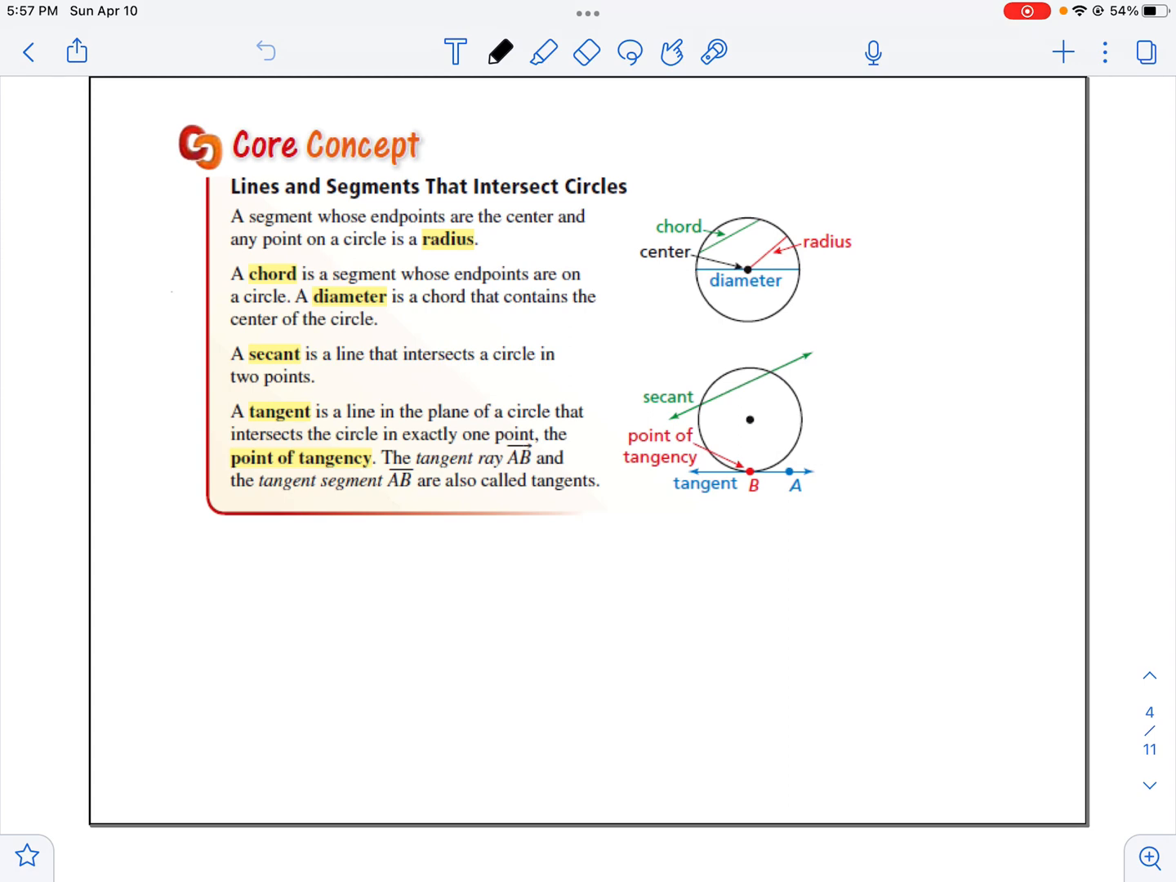A secant is a line that intersects the circle in 2 points. A tangent is a line in the plane of the circle that intersects in exactly 1 point. And we call it the point of tangency. So some things to know. Radius is from the center to the edge.